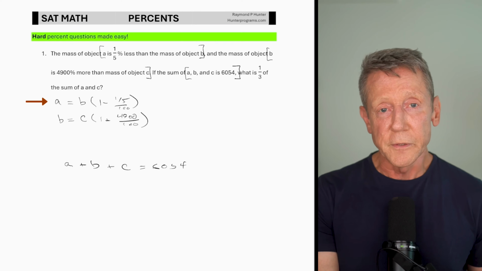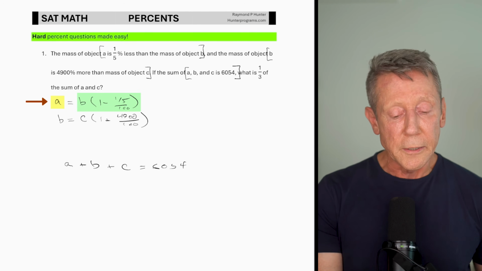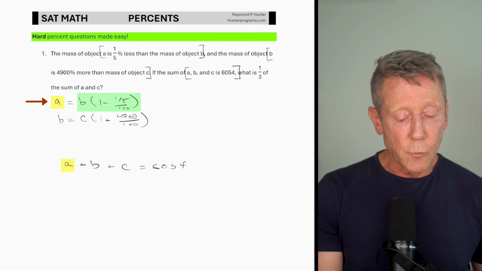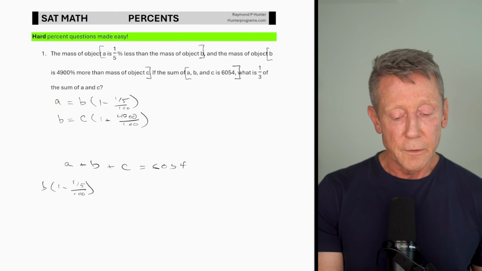So looking at this first equation, A is, it's set up, A is in terms of B. So I can write this first part and remove the A and put B, open paren, 1 minus 1/5 over 100, close paren, and then plus.